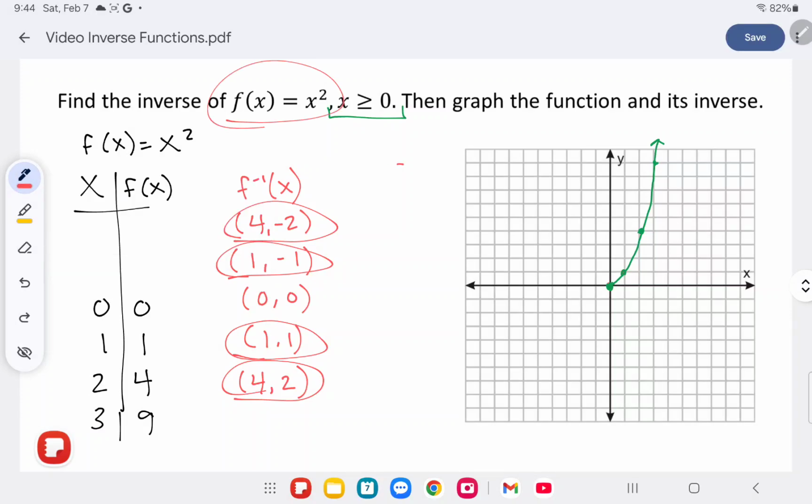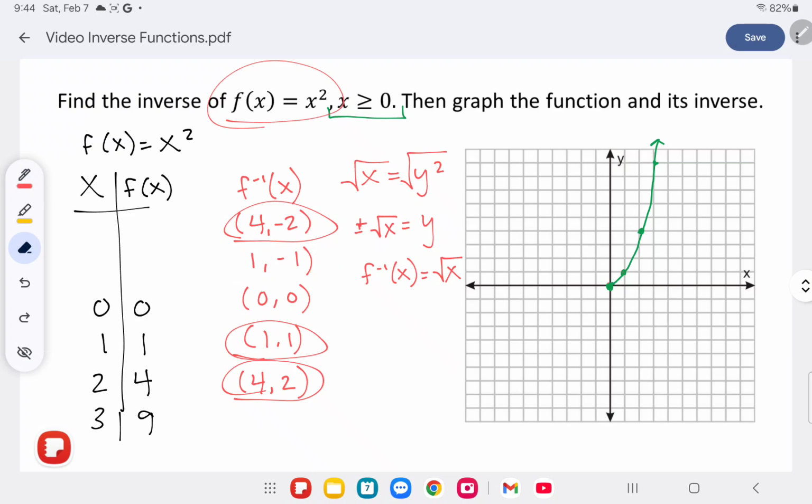So f of x equals x squared. If I flip-flop the x and the y, I get x equals y squared. And to isolate the y, I'm going to take the square root of both sides. Typically, what we do here is we take plus or minus the square root of x. But that plus or minus sign is what made the inverse not a function. Because we only wanted the right side of the graph, I'm not going to call it y, I'm going to call it the inverse of f. Our inverse function is only going to be the positive square root of x.